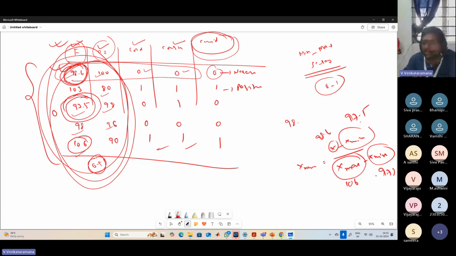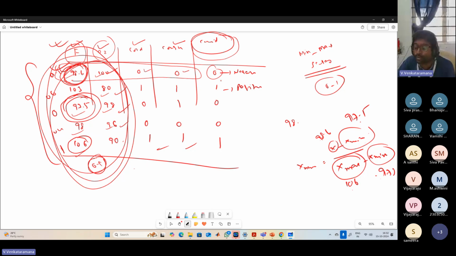If 106 is coming, then 106 minus 97.5 divided by 106 minus 97.5, so it is 1. So the maximum value will be 1. Any value between the minimum value and the maximum value will be between 0 and 1, maybe 0.4, 0.6, or 0.5, that is just an example. Like that, every feature value can be normalized between 0 and 1. That is called normalization.